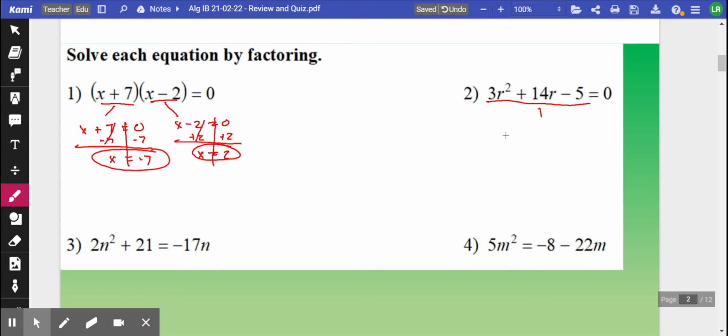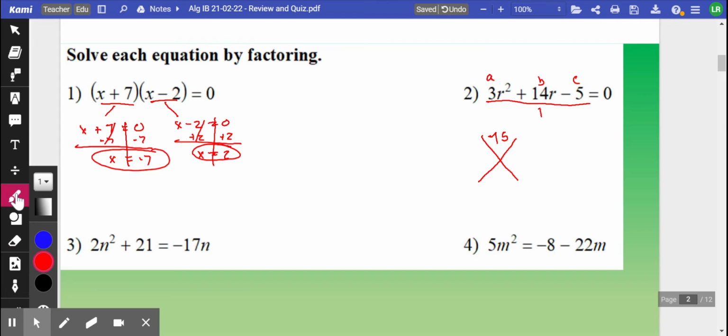Okay, let's get our magic numbers. So remember, it's A times C on the top. So 3 times negative 5 is negative 15. That's what goes on top. And the B value goes on the bottom. Don't write the letter B. Write the actual number, 14. Oh, Lord.